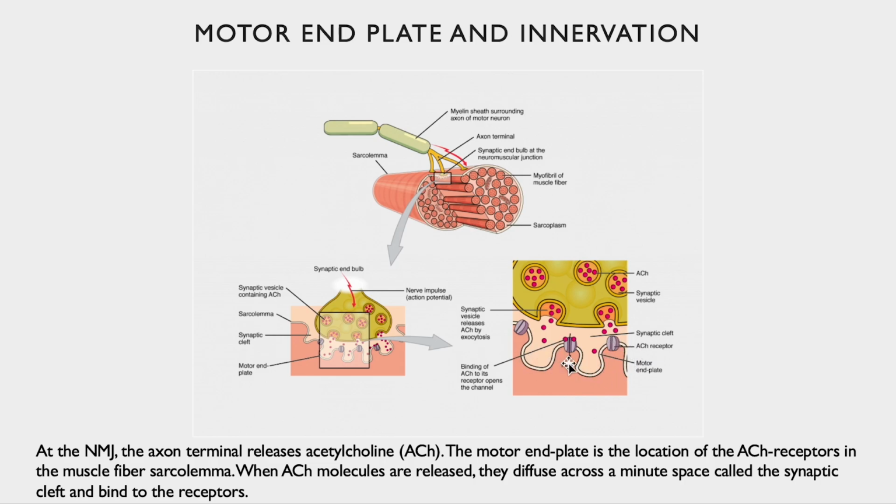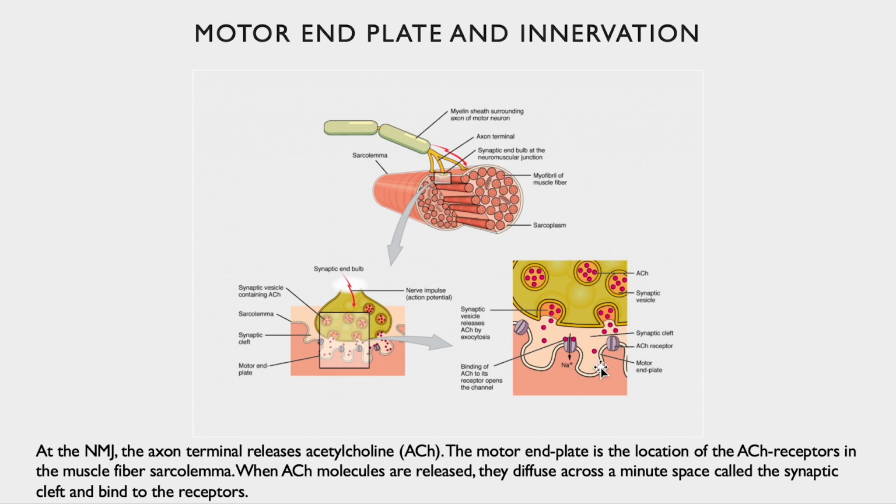This area that is in contact with the motor neuron axon is called the motor end plate. That initiates the action potential, depolarizes the muscle fiber. Then this action potential will travel throughout the muscle fiber and will enter through the T-tubules.